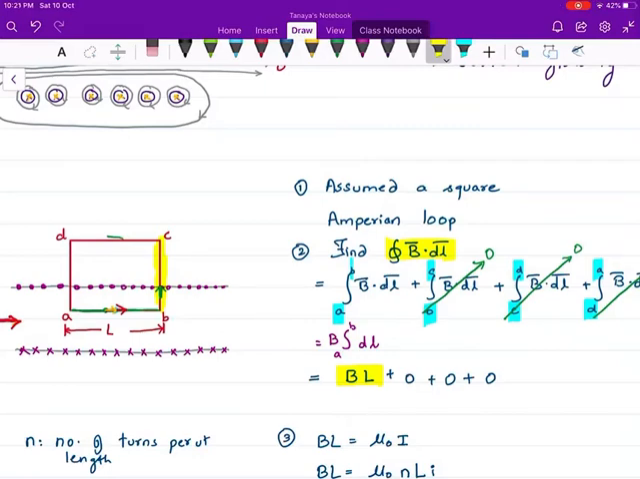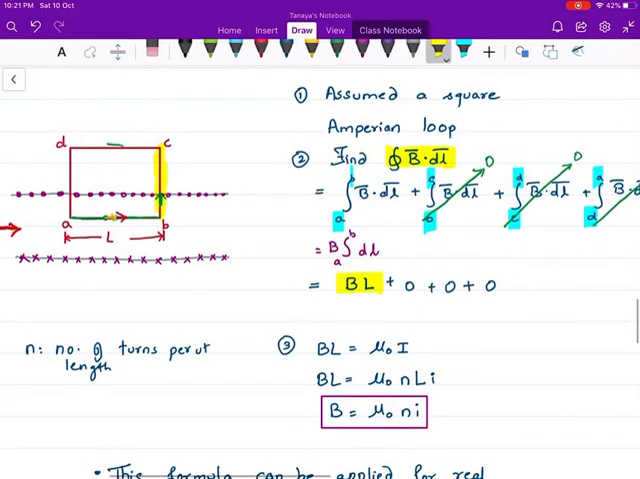We are going to equate this to mu naught I, because that is what Ampere's law says: the integration of B bar dot dl bar is equal to mu naught I. So I get BL is equal to mu naught I. Now what is this capital I? This capital I is the current that is enclosed by this loop. I have to find out that current now. I don't know what that current is, is it not?